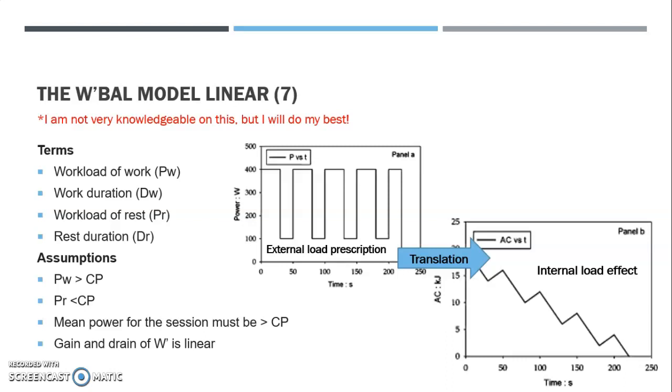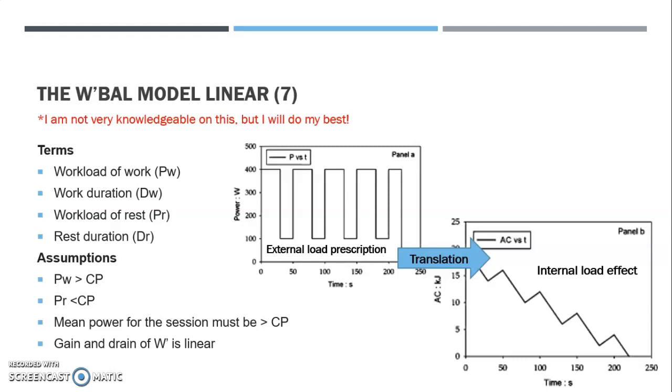Some of these terms right here are used to create the equations. And a lot of the assumptions are, of course, that above critical power, that's depletion. So the work you're doing has to be above it, because otherwise you could work forever, or it would be substrate utilization limited instead of W prime limited. And then your rest needs to be below critical power, because you don't reconstitute energy above critical power. So you would just keep depleting if you had a rest workload above critical power.